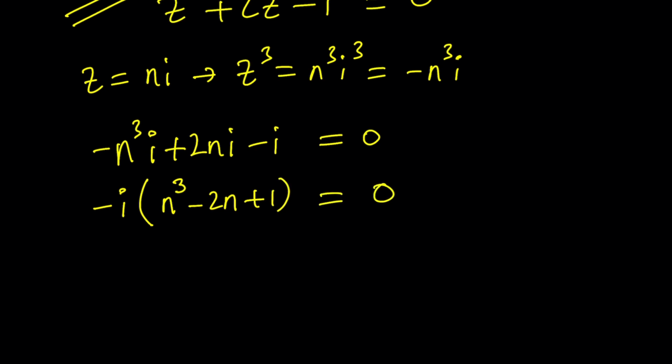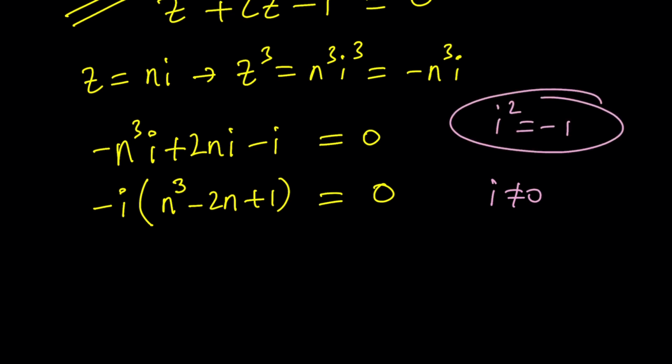Obviously, we know that i does not equal 0, right? Hopefully you know that. By the way, if you don't know what it is, i squared is negative 1. In other words, i is the square root of negative 1. It's an imaginary number, which is the basis for complex numbers, and complex numbers are given as a plus bi.